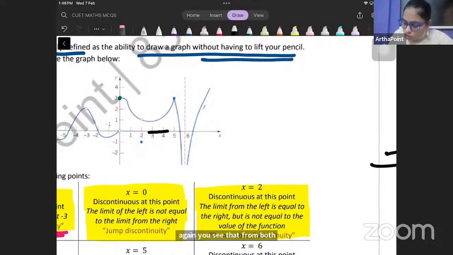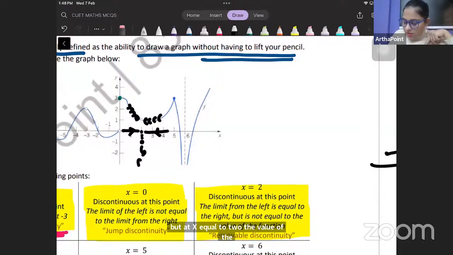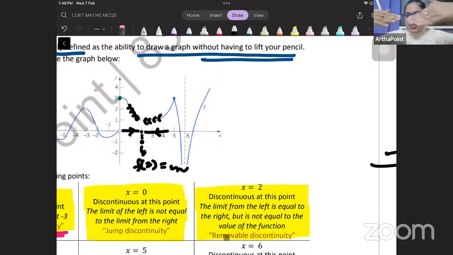Whether I approach 2 from this side or from this side, I am going towards the same point. But at x equal to 2, the value of the function is different, it is this. Only at x equal to 2 is the value of the function different. But otherwise I am approaching the same value.